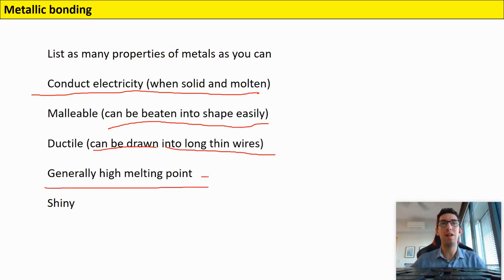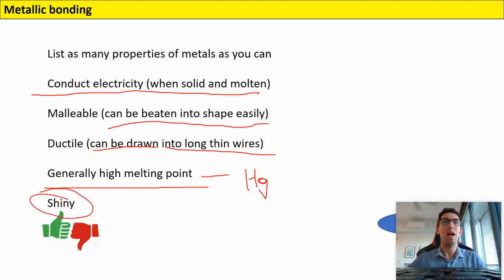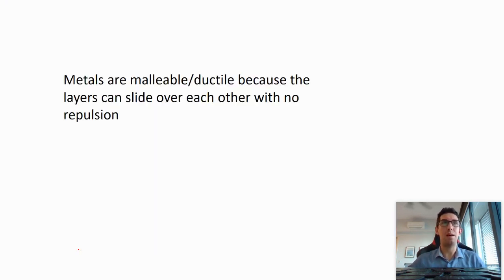Generally high melting point. An obvious exception is mercury, which has a relatively low melting point and is a liquid at room temperature. And they're shiny, but we're not going to go into why they are shiny. Okay, so make a note of those properties. We're going to go and explain them.